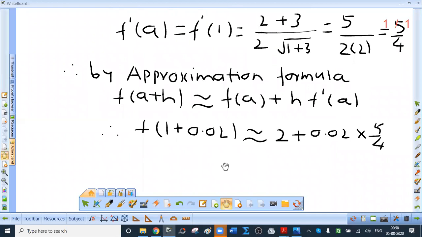Simplify this. So I can directly say f(1.02) is approximately 2 plus what? I think it is 0.025. Is it? Yes. So final answer is 2.025. So this is the approximate value of the function at which point? 1.02.